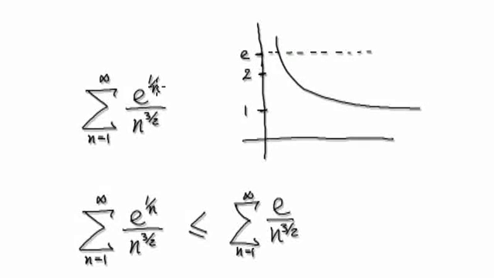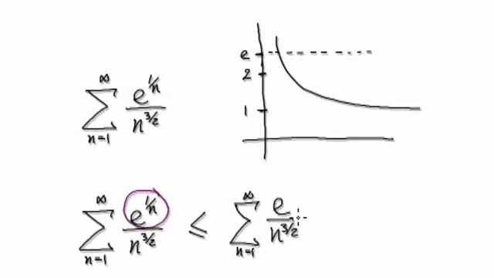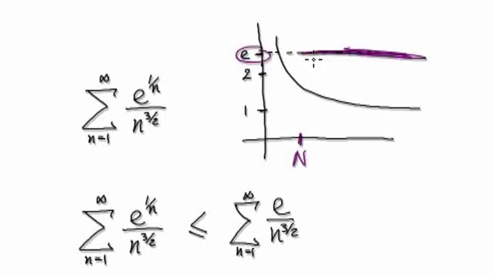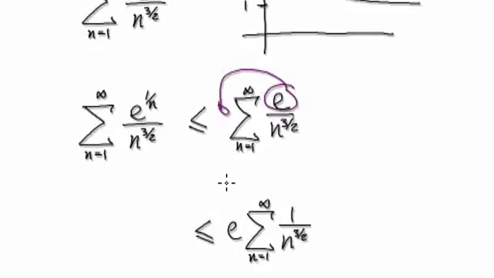So what you should do is compare this with the number e itself, because beyond a certain n, the constant e will always be bigger than this thing here. Well, e is a constant. You can take it out. So that will then give you this.